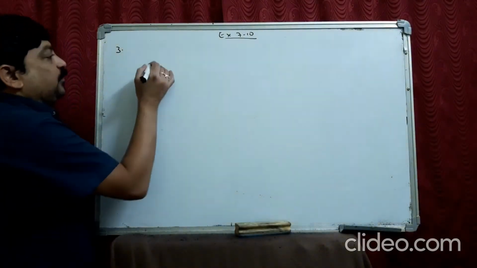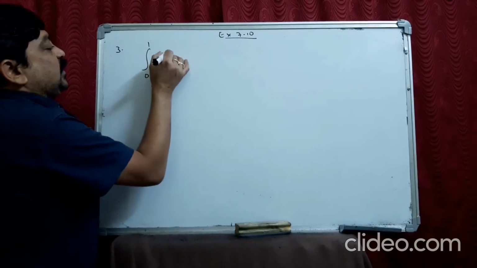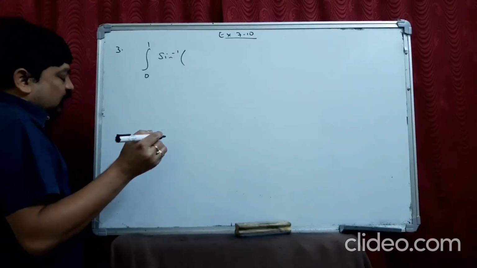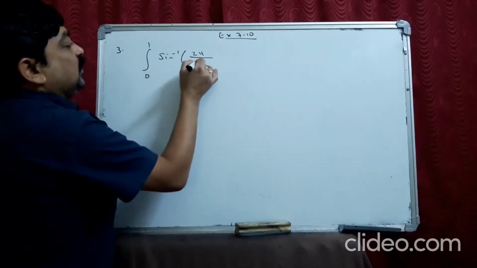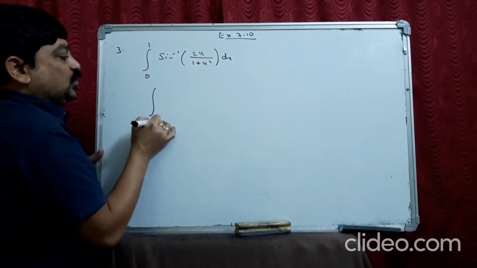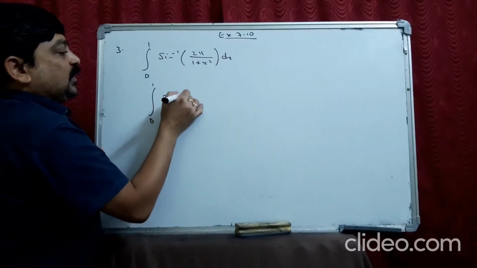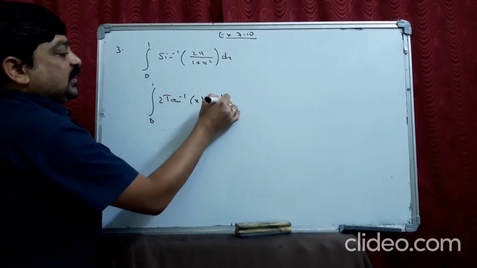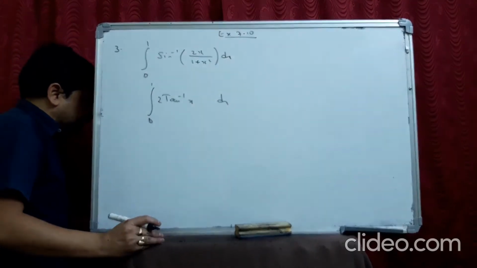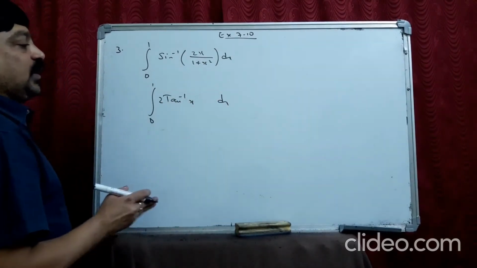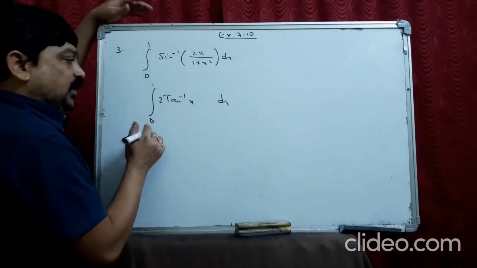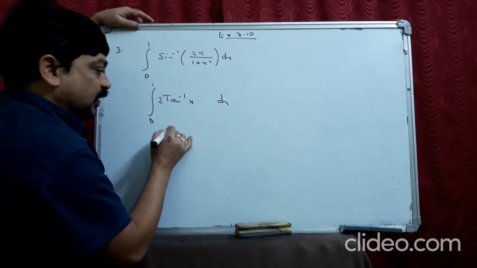0 to 1, sine inverse of 2x by 1 plus x square. We did this already in the last exercise. This value you can write as integral 0 to 1, 2 tan inverse x dx. This is the formula of 2 tan inverse x dx. From here you can take the UV rule, or if you want to substitute, you can substitute. I'll tell you how to do the substitution method.